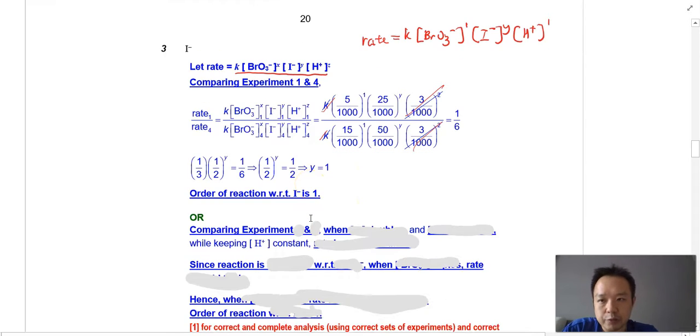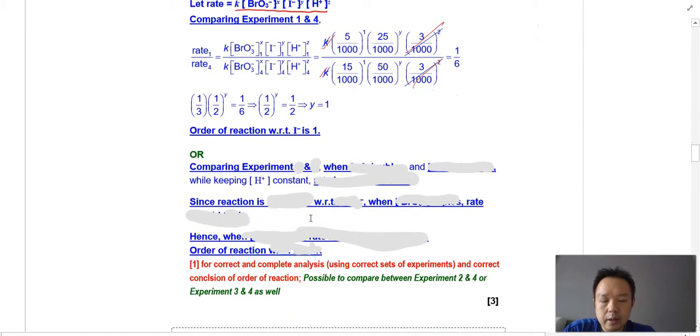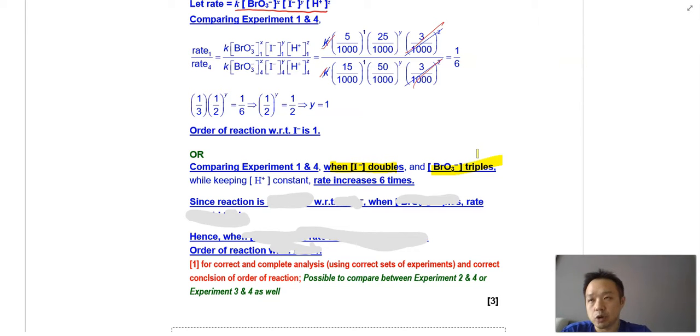Now, for those of you who want to use the inspection method, your explanation needs to be clear. So for example, if you were to compare between experiment 1 and 4, when I minus doubled and BrO3 minus tripled while keeping H plus constant, rate increases 6 times. So you need to state all the changes in the concentration, not just I minus, because in this case, as I said, there's no set of experiments that changes only I minus.